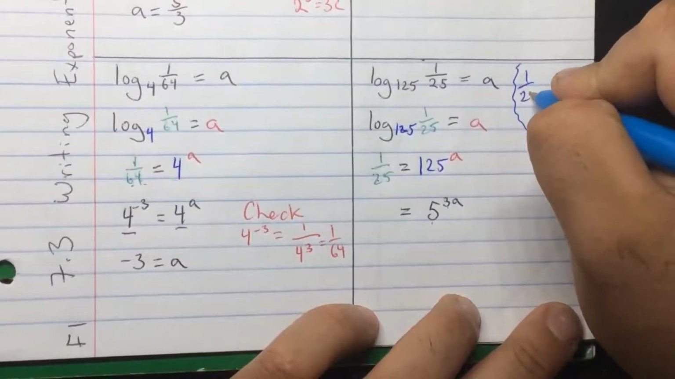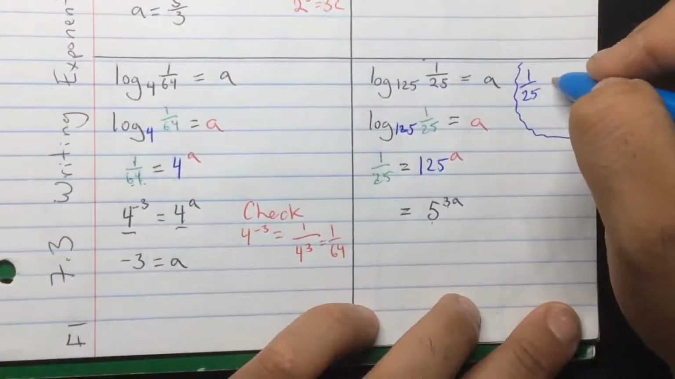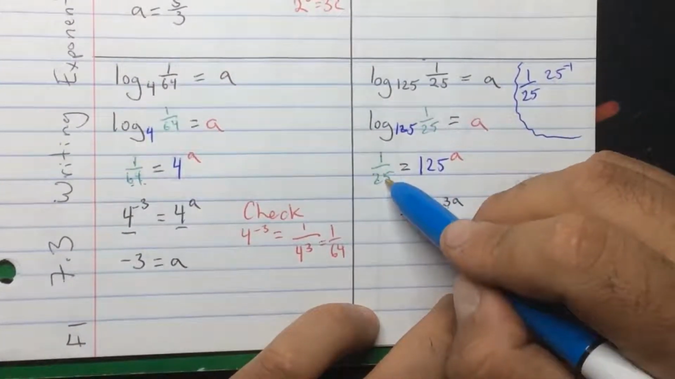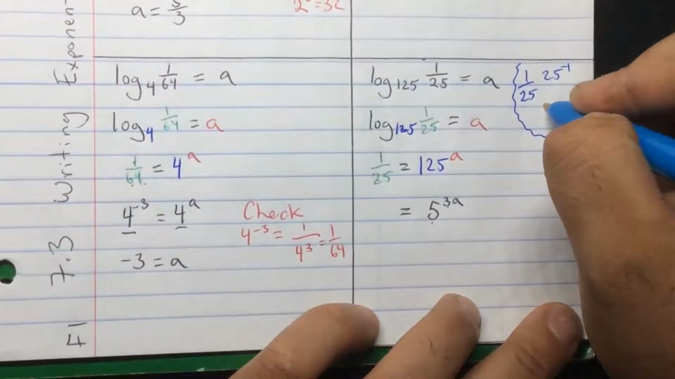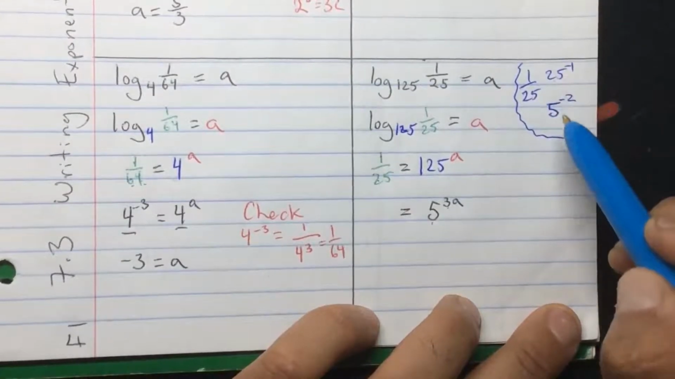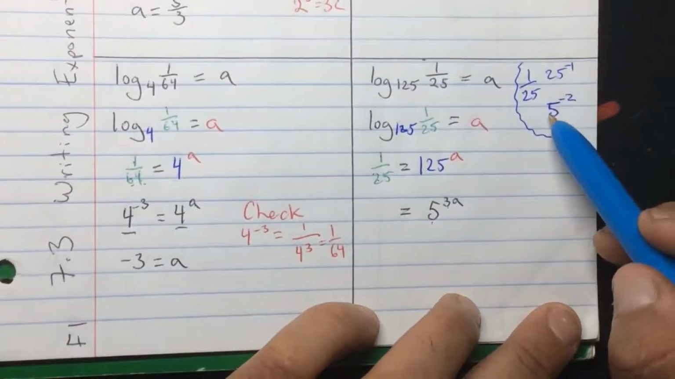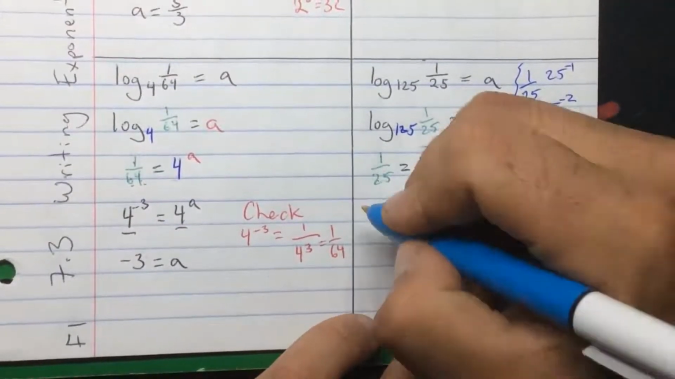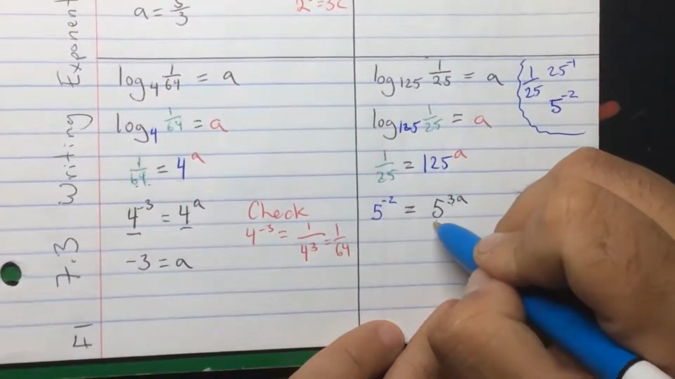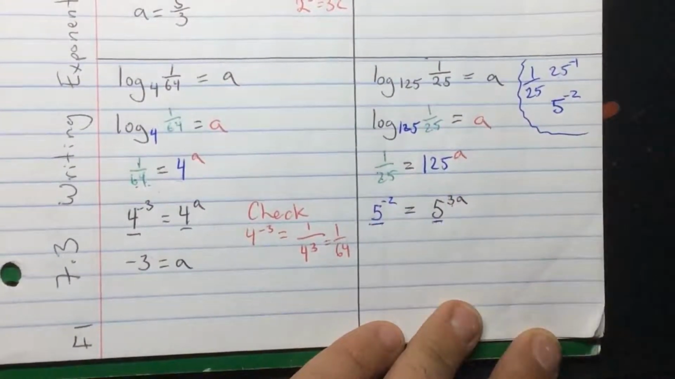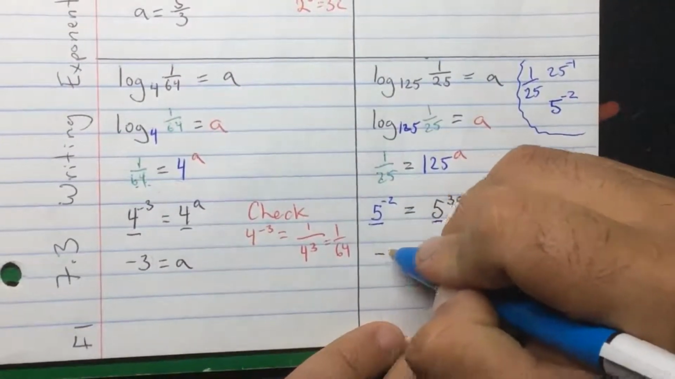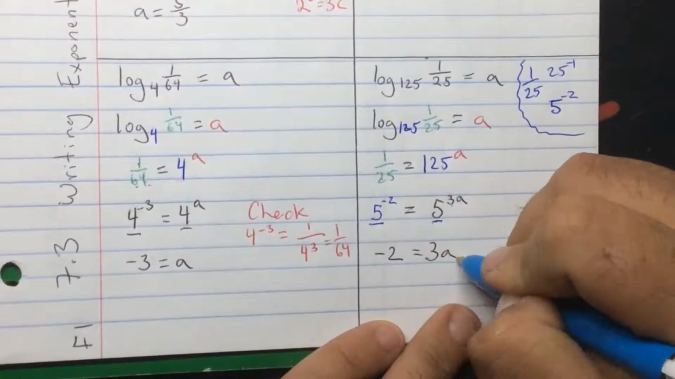1 over 25 is the same thing as saying 25 to the negative 1 power. But if we wanted to write it in base of 5, it would be the same as saying 5 to the negative 2 power, because 5 to the negative 1 would make it 1 over 5, and then 1 over 5 squared would give us our 1 over 25. So we can make this 5 to the negative 2 power. And once again, we have the same base here. Sorry for using blue, I should be using black for both of these. We can say that the exponential values are equal to each other. So we have our negative 2 is equal to our 3a.